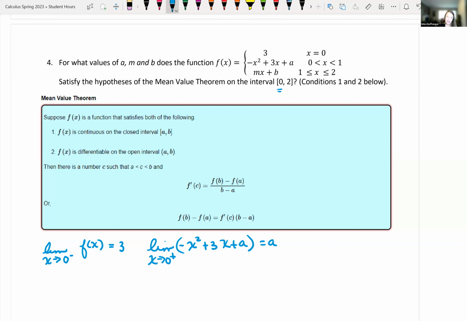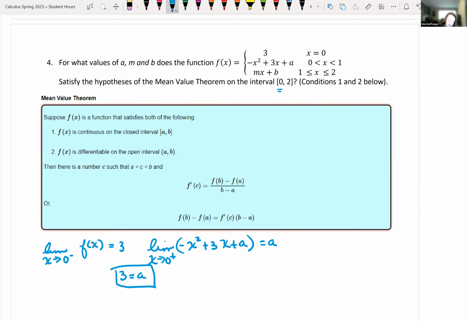So my limit on the left and my limit on the right have to be the same. So 3 has to equal A. So it just happened to fall out that we got what A was right away. We need to show that it's continuous when X is equal to 1.